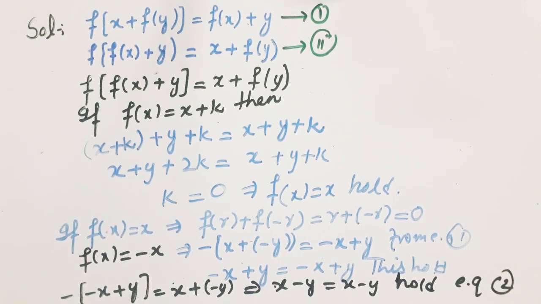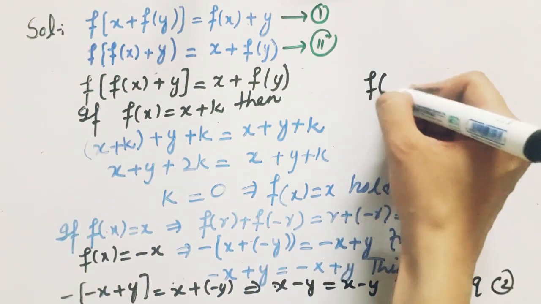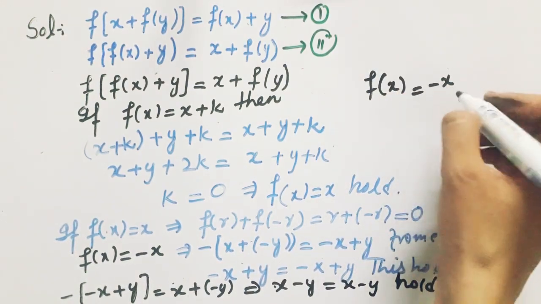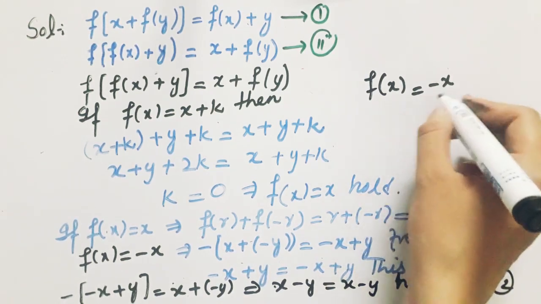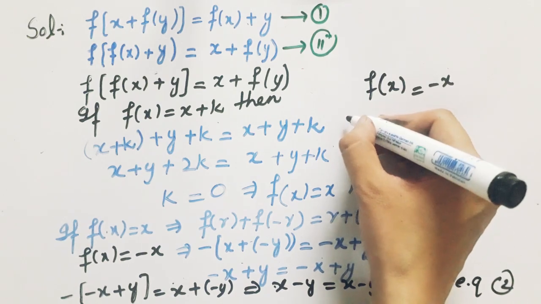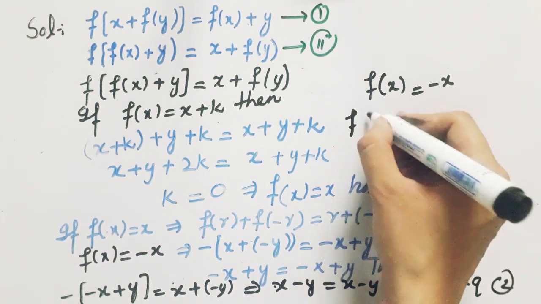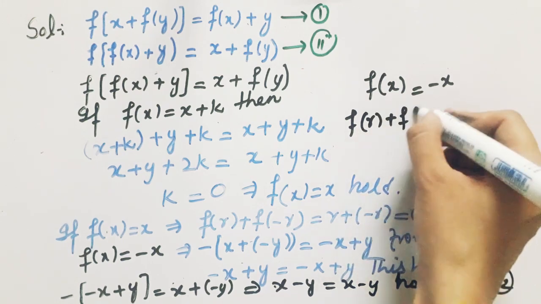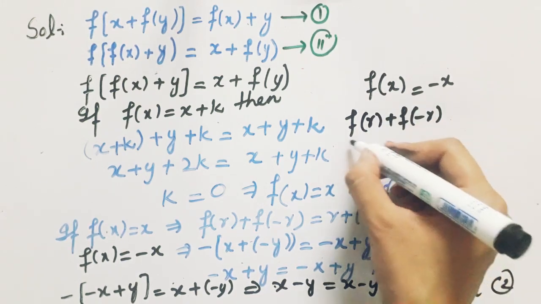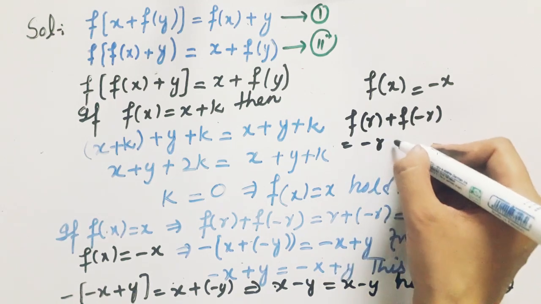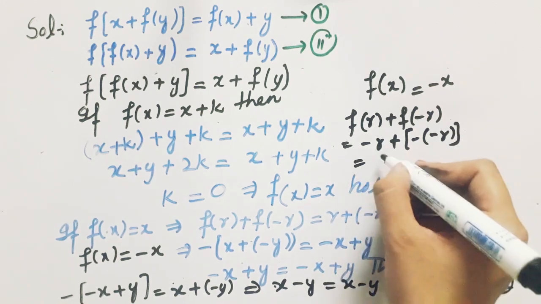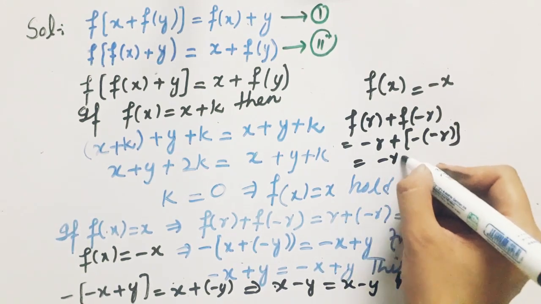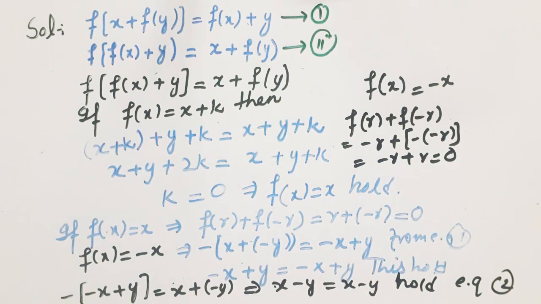Now we see that f of x is equal to minus x is satisfied. Then if this is equal to minus x, we can say that f of r plus f of minus r will be equal to minus r plus minus of minus r. So minus r and plus r is equal to 0. So this also holds. Now we will consider another case.